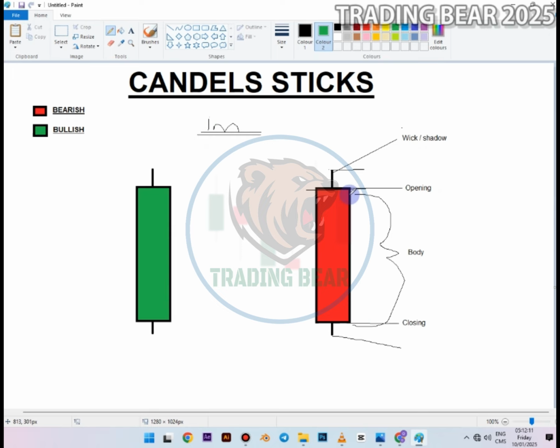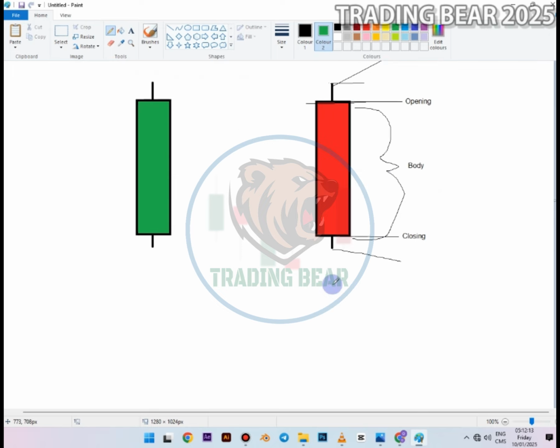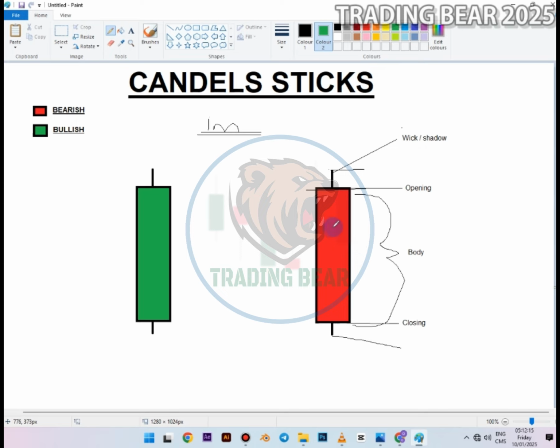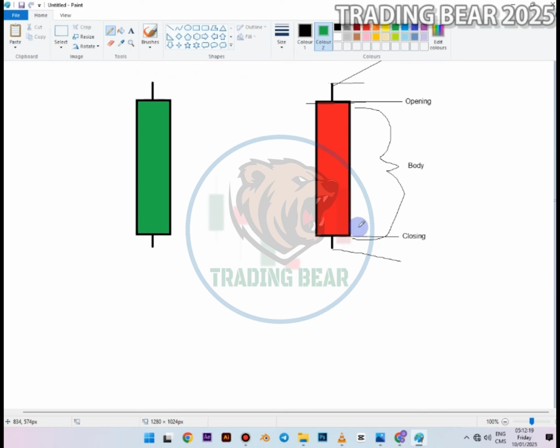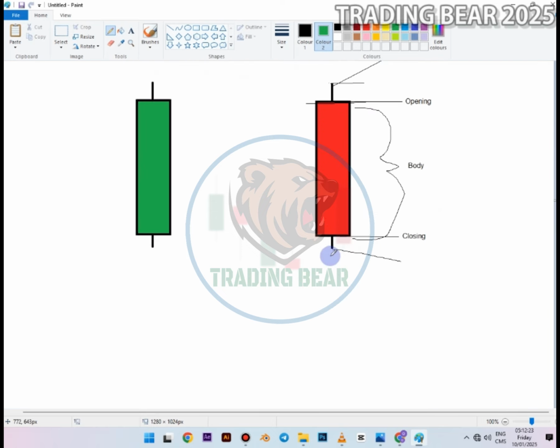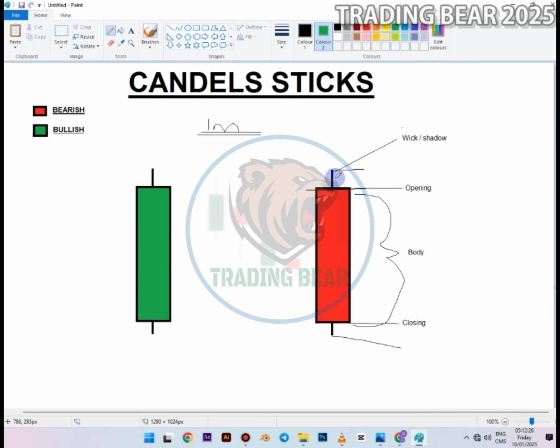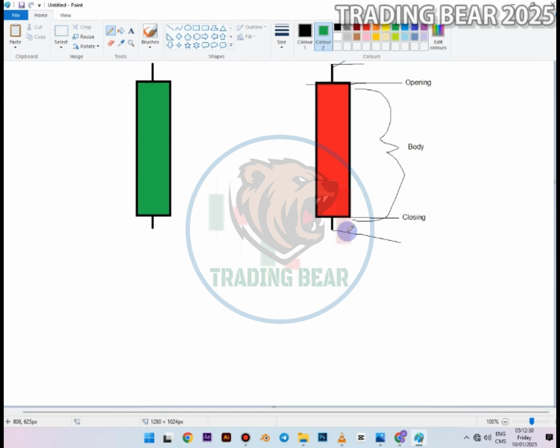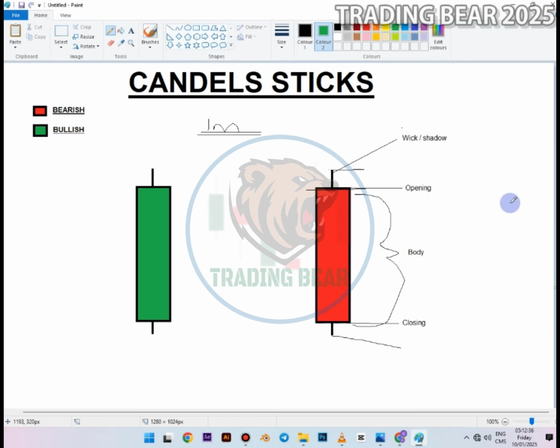All right, so what I've just explained is that price went up to this level, and then price also went up to this level. That's why it would be called a wick or shadow. Okay, what is so important? It is the opening.